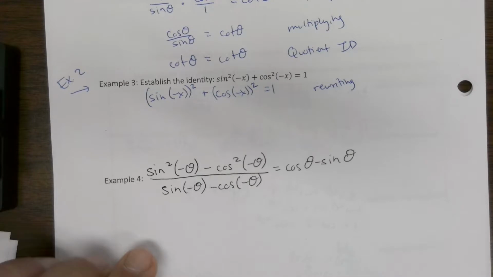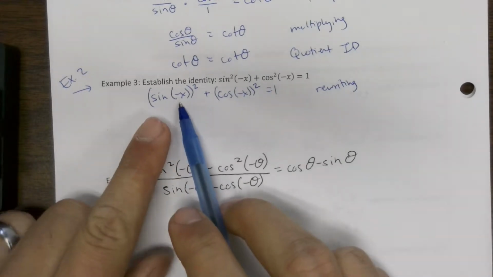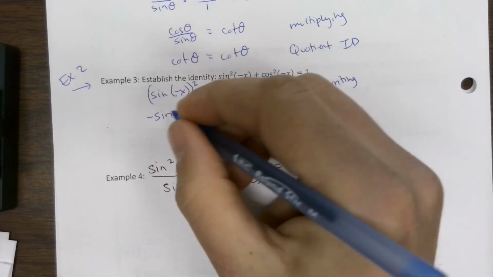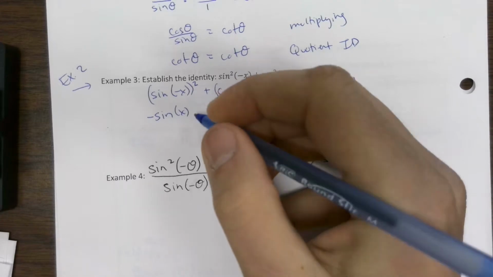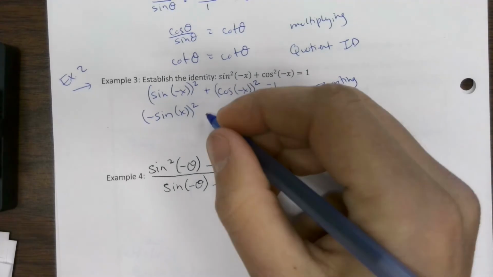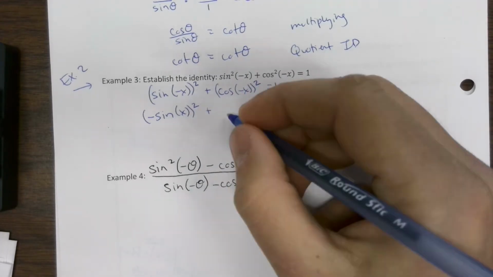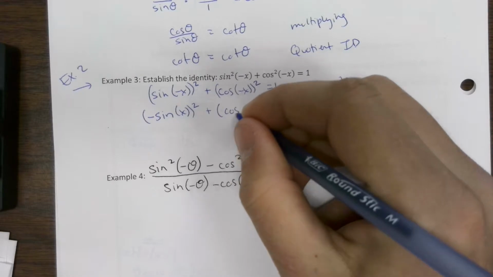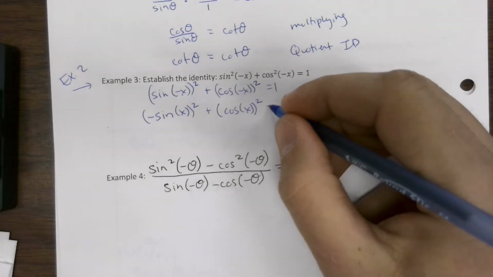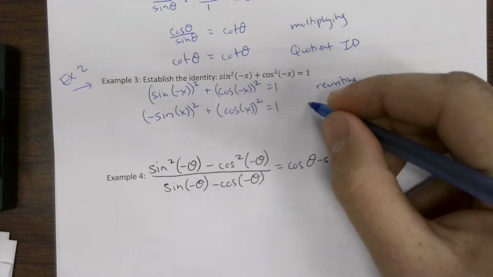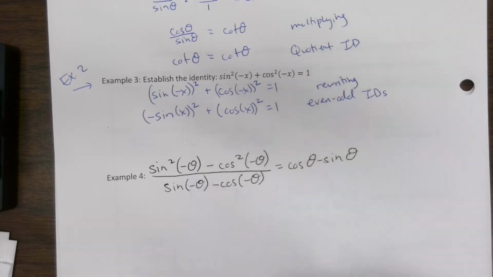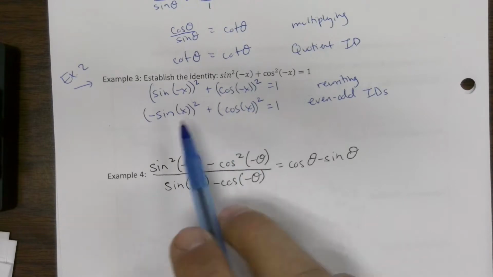Okay. My next step is to use the fact that sine is an odd function. So sine is an odd function, so that becomes negative sine of x, and this is still squared. And then I'm going to use the fact that cosine is an even function, so this becomes cosine of x squared, and this is equal to 1. So these are my even and odd IDs. Cosine is an even function, sine is an odd function.